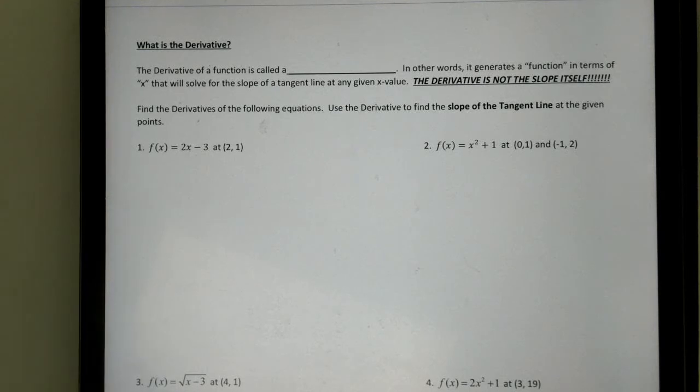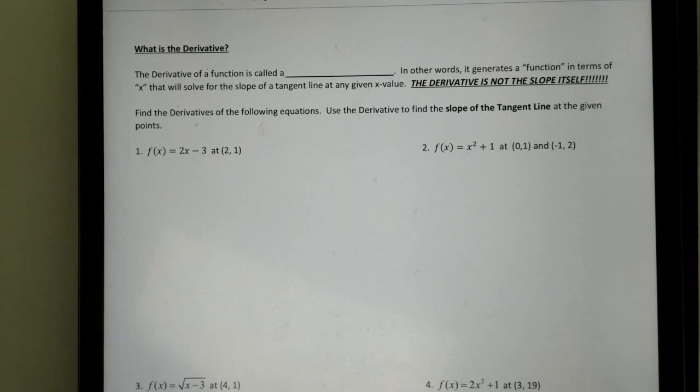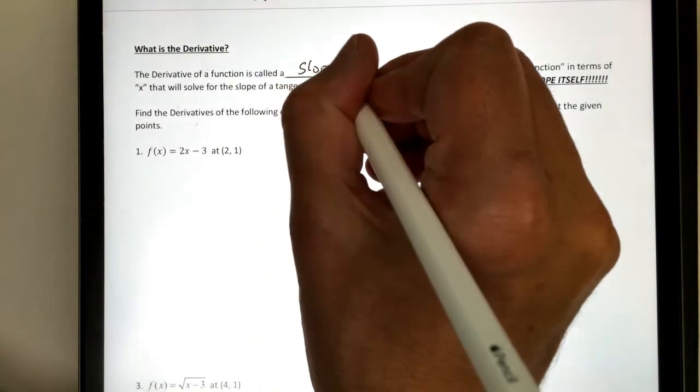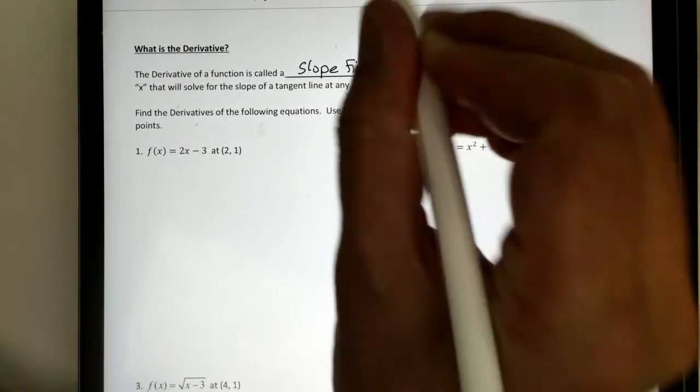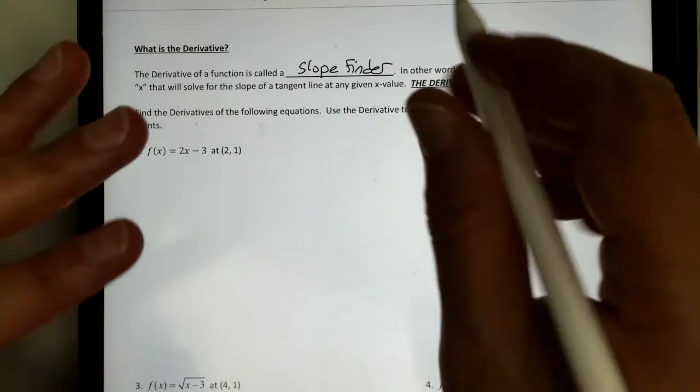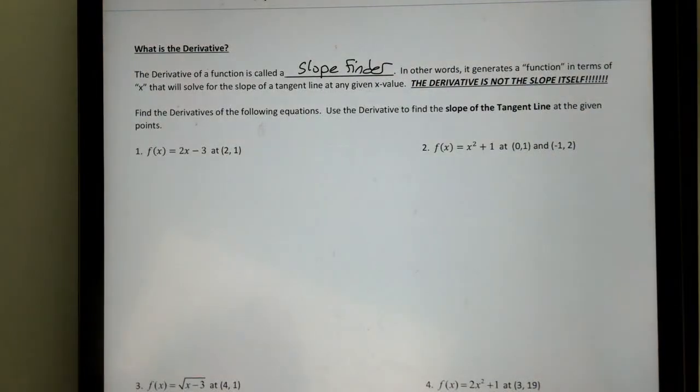Alright, so let's take a look at a couple more examples for the definition of the derivative. First of all, let's define what a derivative is. The derivative of a function is called a slope finder. All it does is find slope, and that's the only thing it will do for us. It doesn't do anything else, but it has a lot of applications, and like I said, we've spent a whole semester talking about it.